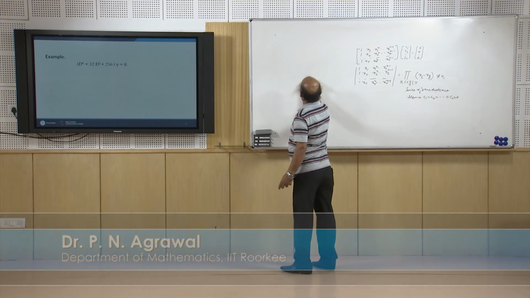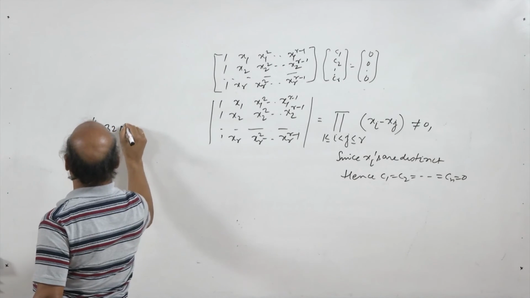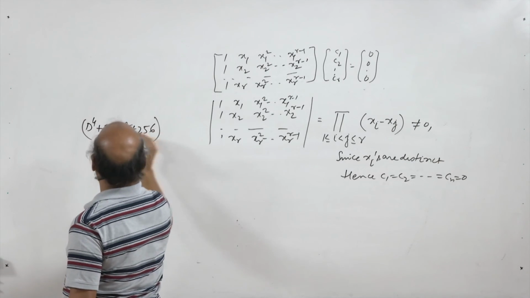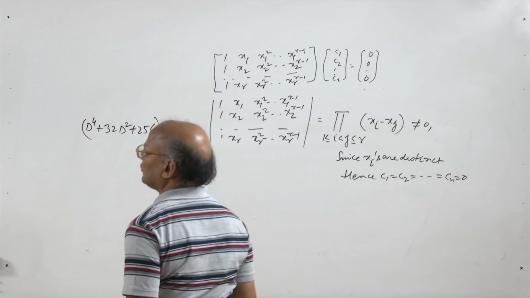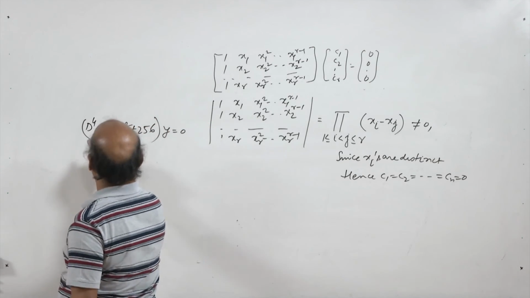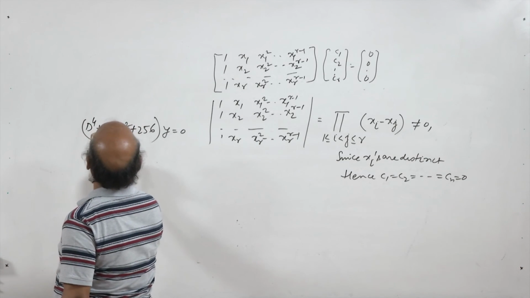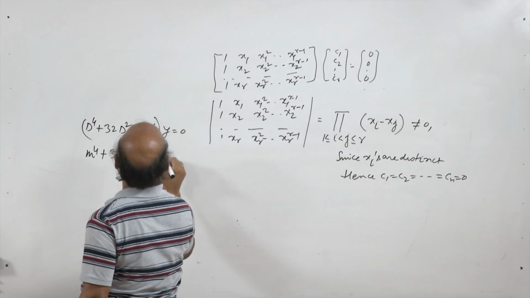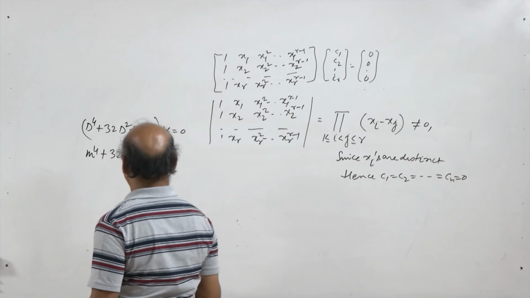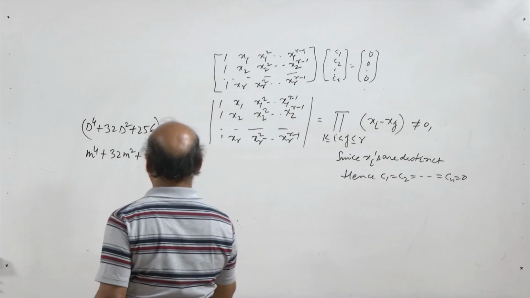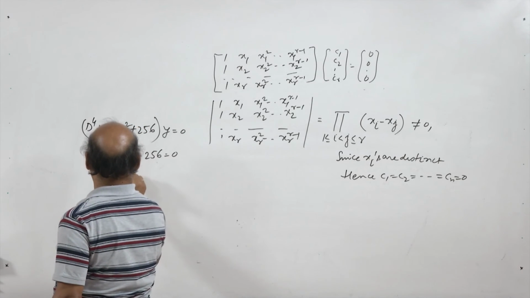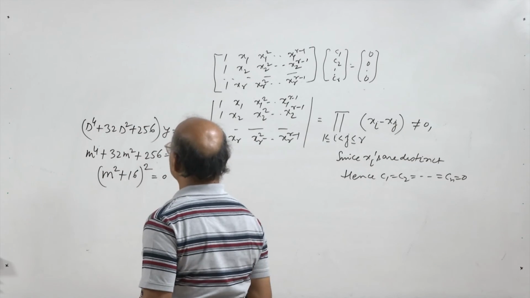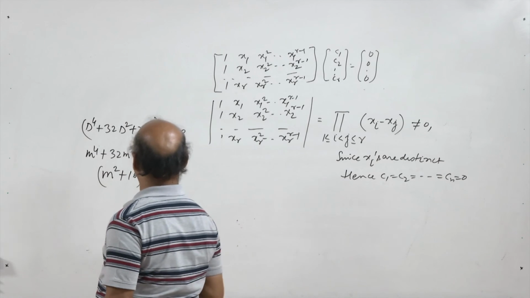D4 plus 32D square plus 256y equal to 0. So the auxiliary equation will be m4 plus 32m square plus 256 equal to 0. This is equal to m square plus 16 whole square equal to 0. If you square this, we get m4 plus 32m square plus 256 equal to 0.